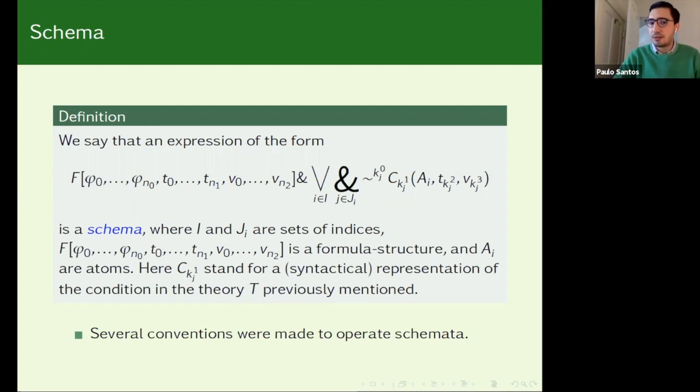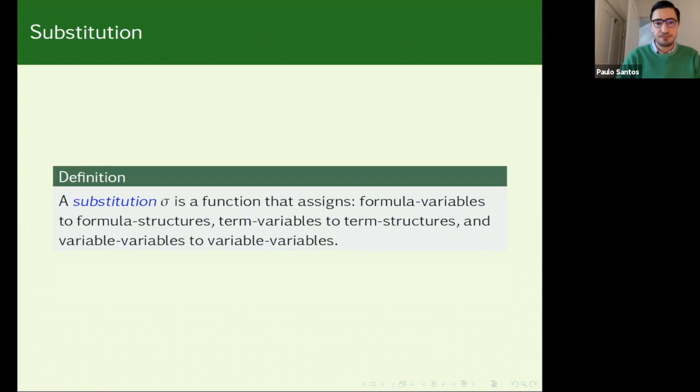And again, we made several conventions that are simply a generalization from the conventions from first order logic. A substitution is a function that assigns formula variables to formula structures, term variables to term structures, and variable variables to variable variables. So in a sense, a substitution starts from a schema and instantiates it. It makes the schema more concrete, in the sense that we are substituting the formula variable by a more concrete formula structure, the term variable by a more concrete term structure, and we are allowed to change the variable variable.